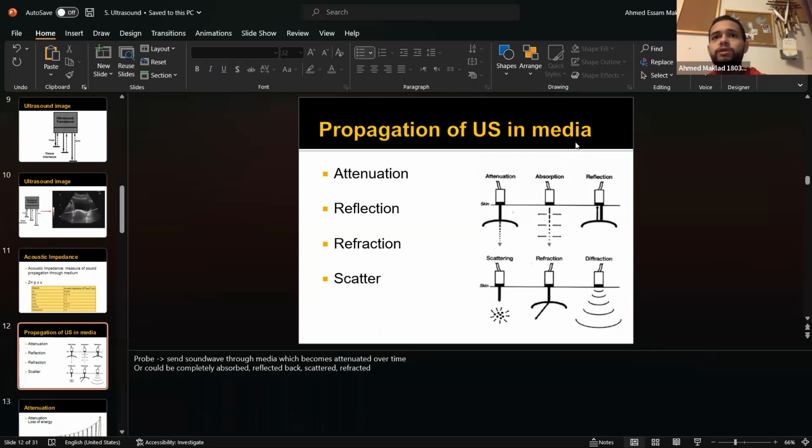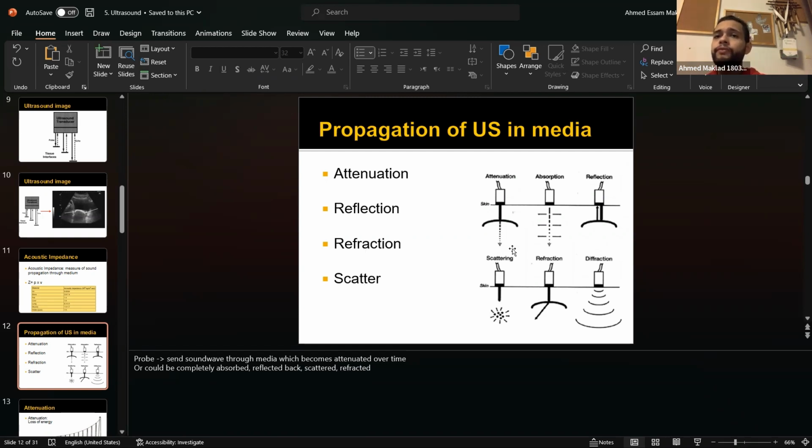Now we have propagation of the ultrasound in the media. When the ultrasounds leave the probe, things can happen. One of them is reflection, the other is refraction, and then the third one is scatter. Some of them will be absorbed right here. They will never make it back to the transducer. Reflection is when it hits the organ and goes straight back to the transducer. Nothing else happens. It doesn't get absorbed, refracted, or scattered. It's just reflected back. And this is what happens with bones and needles and things like this.